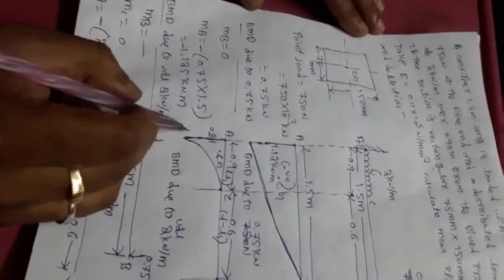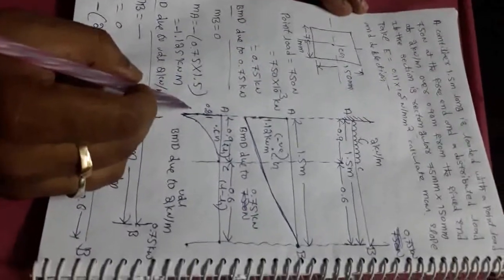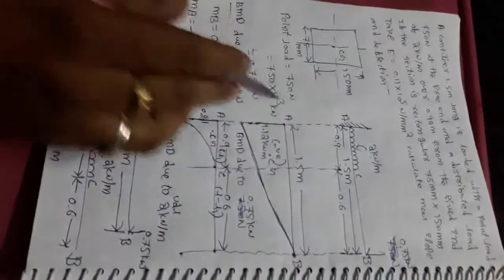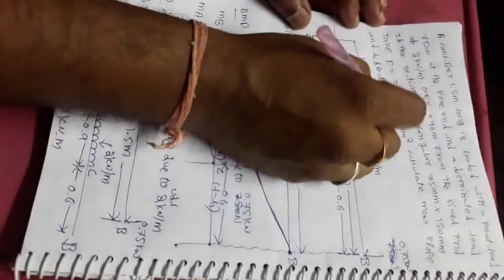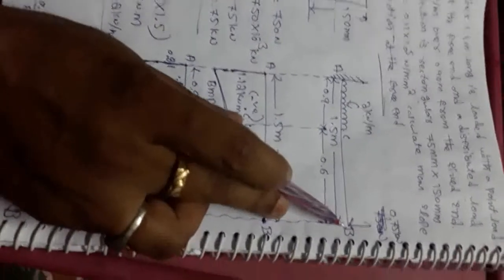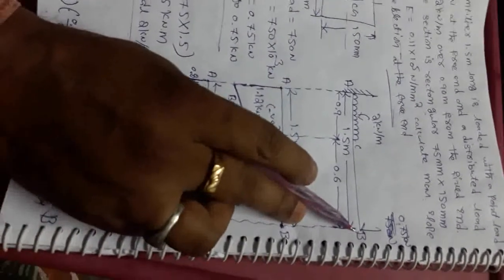And next, the height is 0.81. Okay, so for this question we are required to calculate the maximum slope and deflection at the free end. The free end is denoted by letter B, and this is also the point of maximum deflection. Next we are going to find the area of BMD.